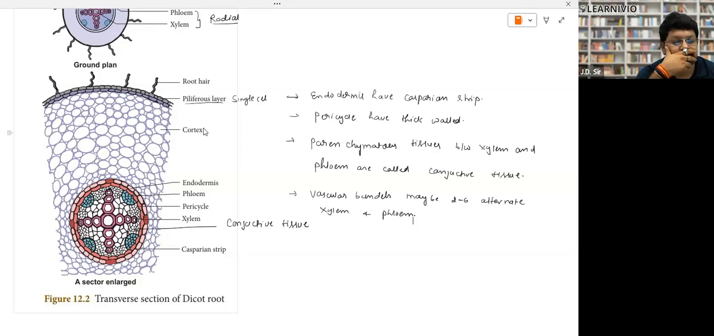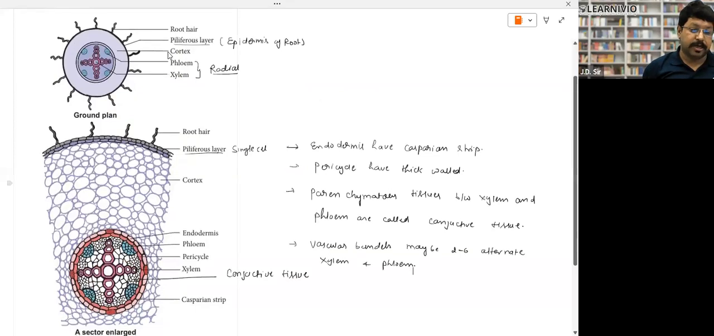Martin, any doubt? Alia? So, when your school authorities set the question paper, does it ask diagram-based questions or not? Yes, sir. We do. Then definitely you will get one diagram from this chapter. Most probably they will ask either TS of dicot stem, or TS of monocot.